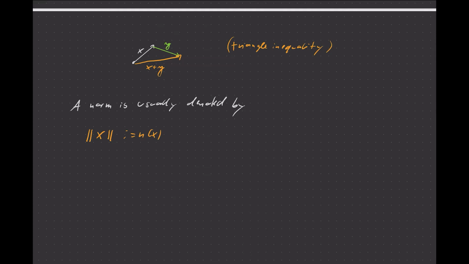You'll sometimes also see something like the absolute value of a vector x. I try to avoid that, just to make clear that we're talking about a vector here. The absolute value is usually reserved for real numbers and complex numbers that we'll talk about later on. But for a vector, I usually use the double bars for the norm symbol.